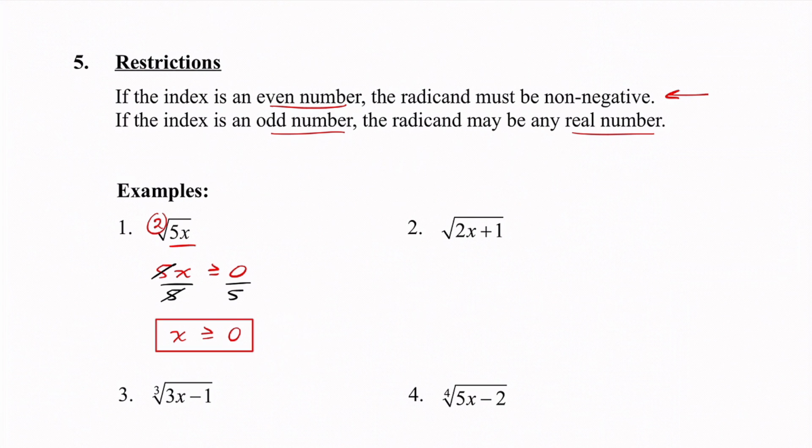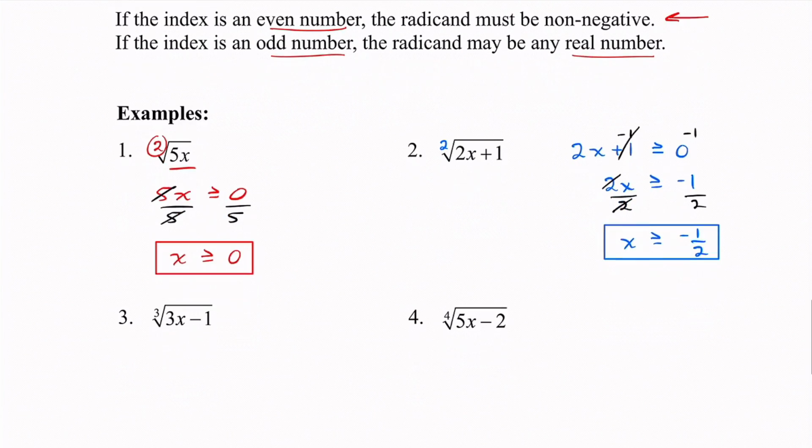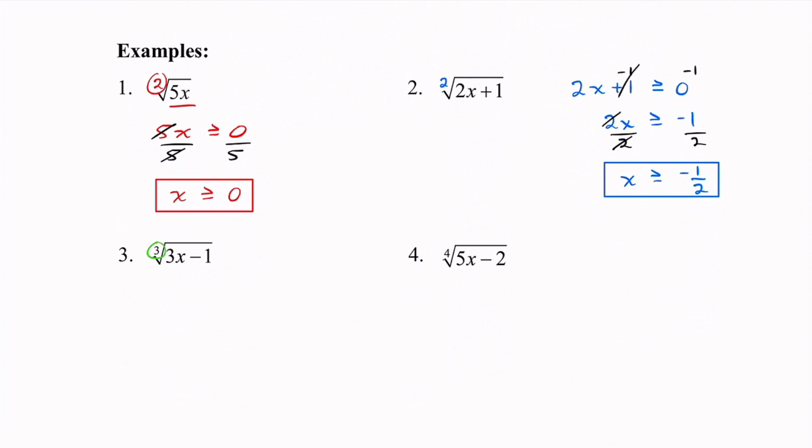For number 2, the index is also even. It's a 2, so we have to restrict it. We have to say whatever's inside there, 2x plus 1, has to be greater than or equal to 0. To get the x by itself, we're first going to have to subtract 1 from both sides. Those 1's cancel, and I get 2x is greater than or equal to -1, and then divide both sides by 2. The 2's will cancel, and I get x is greater than or equal to -1/2.